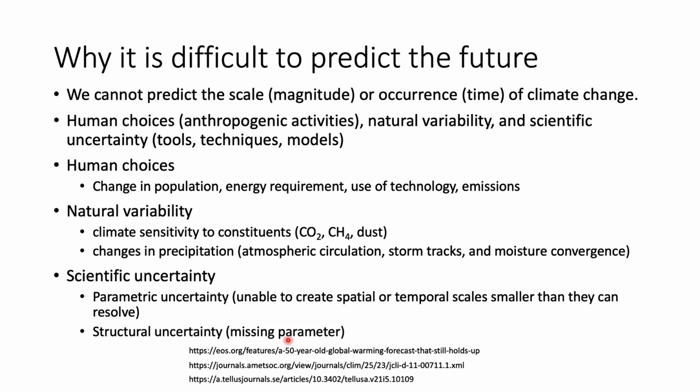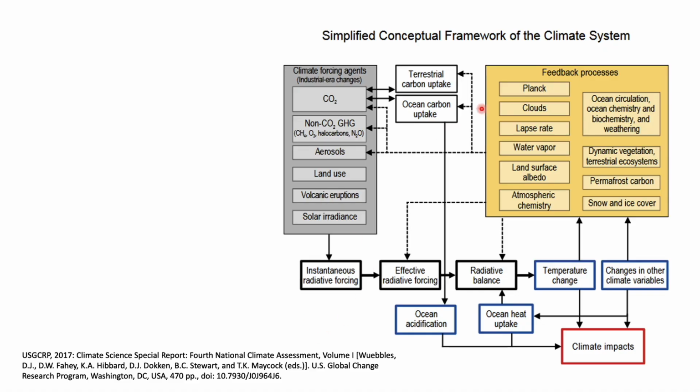And structural uncertainty is another big problem we face. So this is quite difficult because of all these limitations. It's very difficult to develop a model where we can have a better understanding of what is going to happen in the future. So here is a simplified conceptual framework for the climate system.